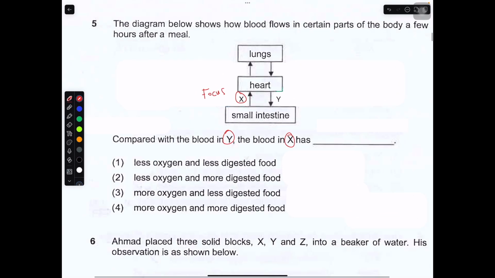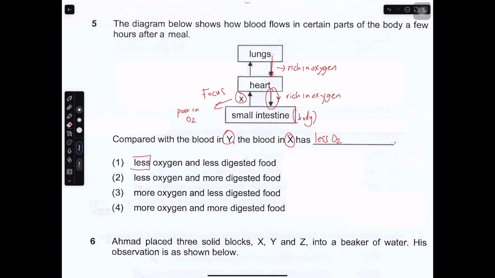From the lungs, blood flows into the heart. So this one should be rich in oxygen. This is also rich in oxygen, but less rich. After the blood passes through the body, which is labeled as small intestine over here, this part will be poor in oxygen. So if we compare X and Y, X will have less oxygen because it's poor. So naturally, this one is correct, this one is correct, 3 and 4 are wrong.